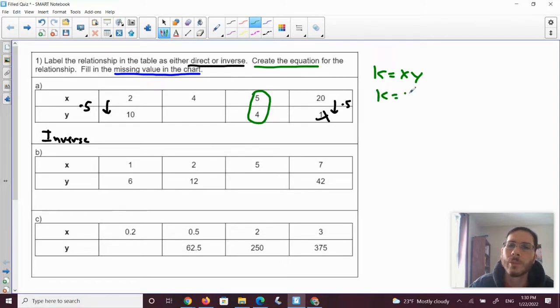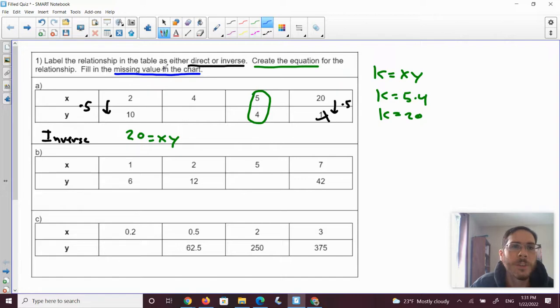So k equals x is 5, y is 4. So k is equal to 20. That means the equation is 20 equals xy. Just like before, when we were trying to solve for a for all those parabolas, the idea here is to solve for k, find out what k is, and then leave x and y as x and y. Very similar to those parabolas.